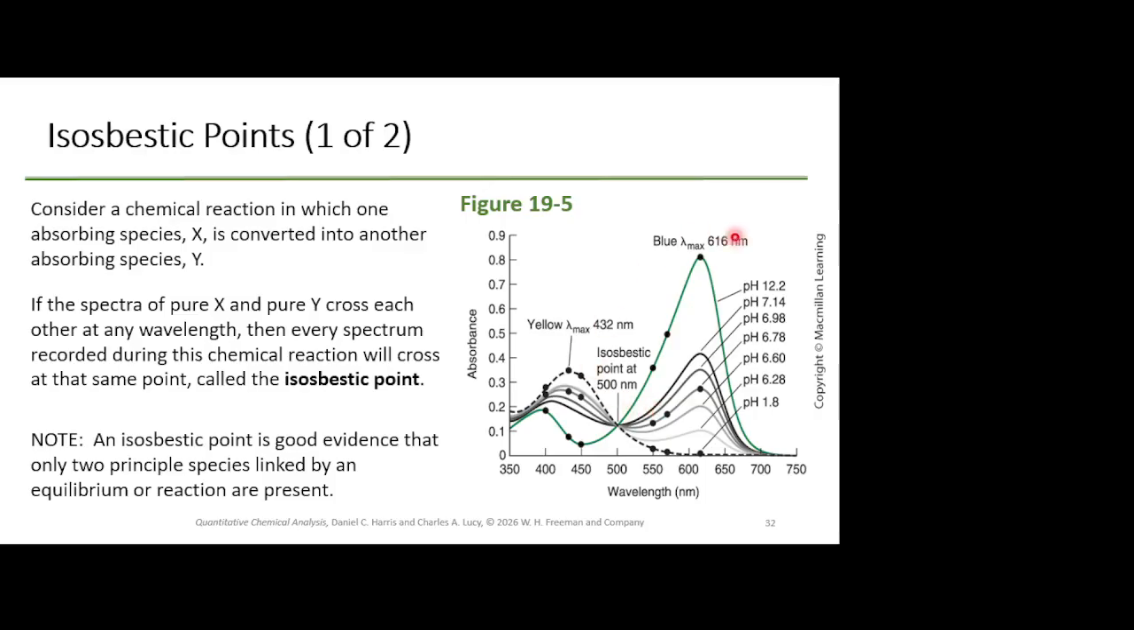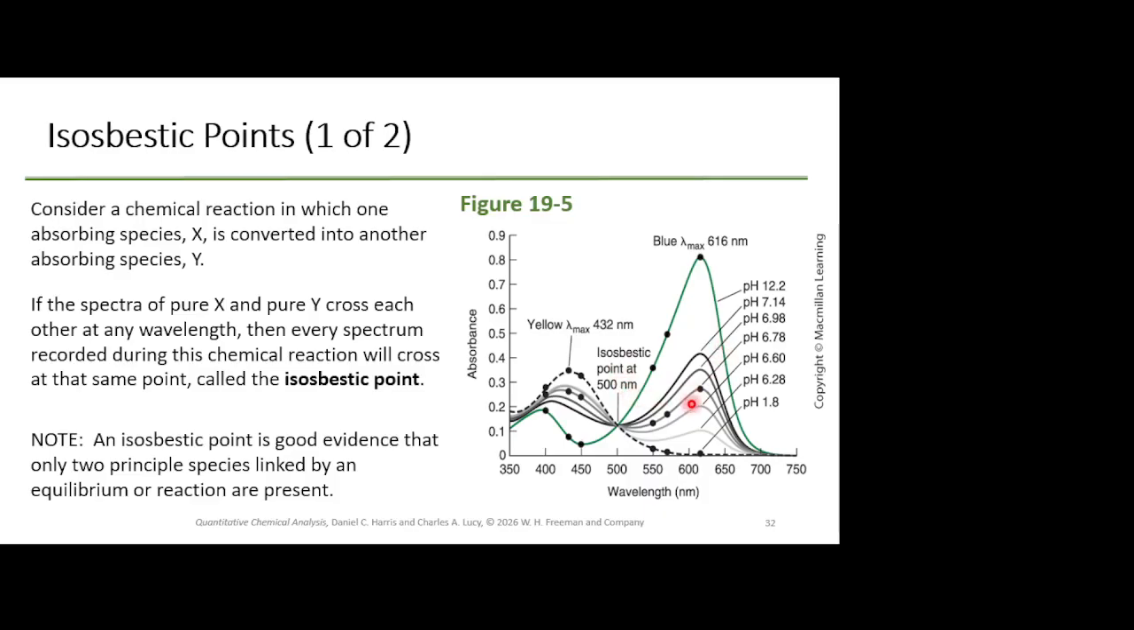Okay. And so you can take a chemical reaction, or it's not just chemical reactions, really any equilibrium can be done with this. So you can take things like conformational interchanges. Those also can be done with this. So you're going to have one absorbing species, X, of course, and one absorbing species, Y. The spectra of the pure X and Y are going to cross each other at some wavelength.